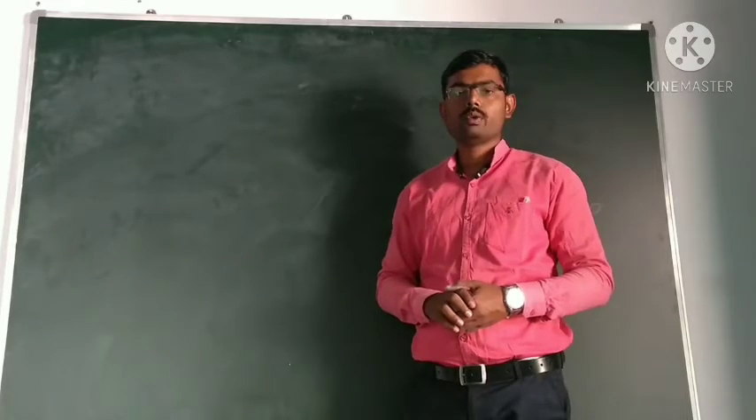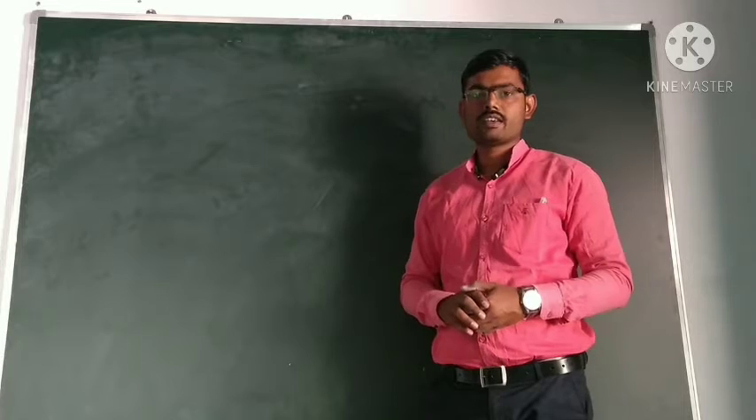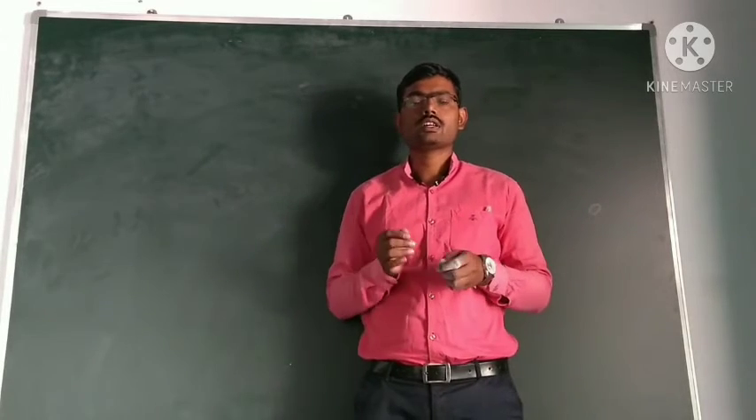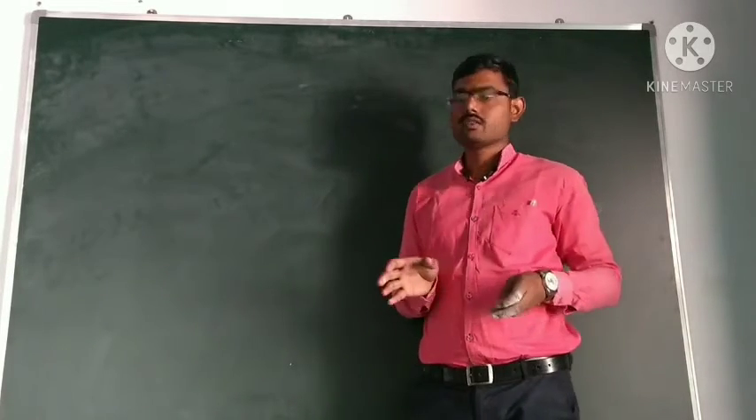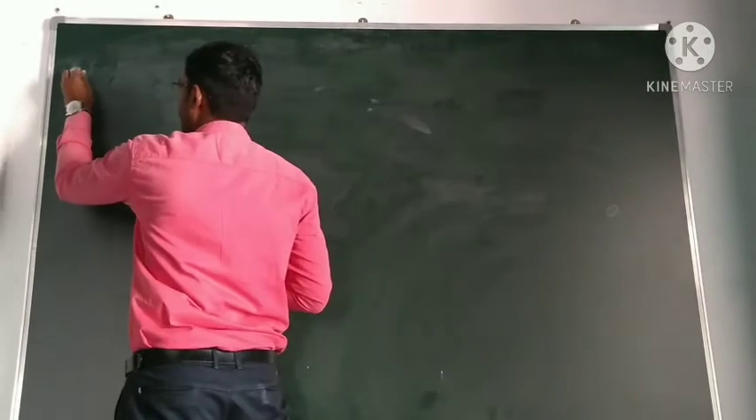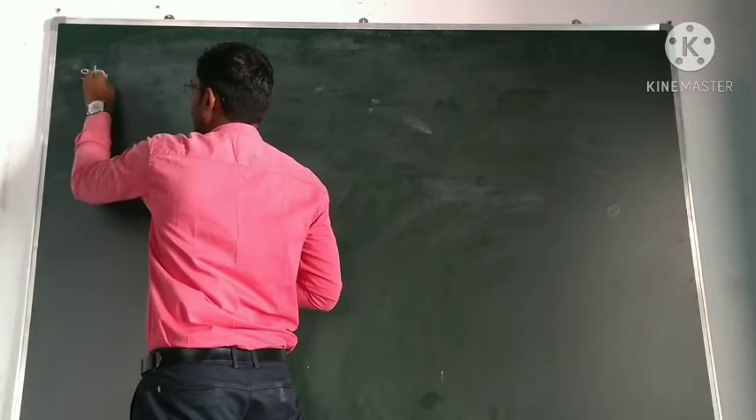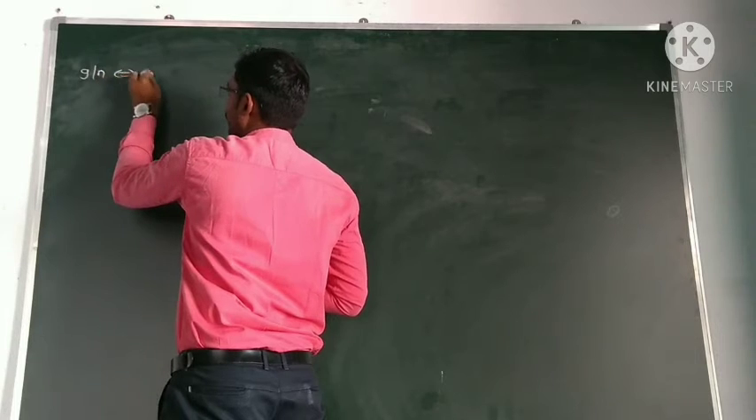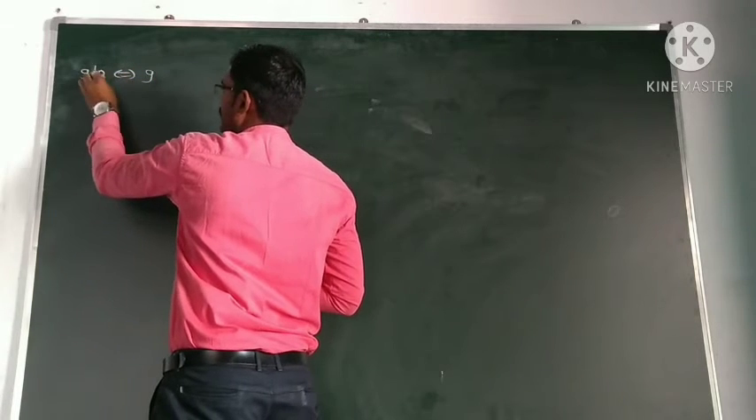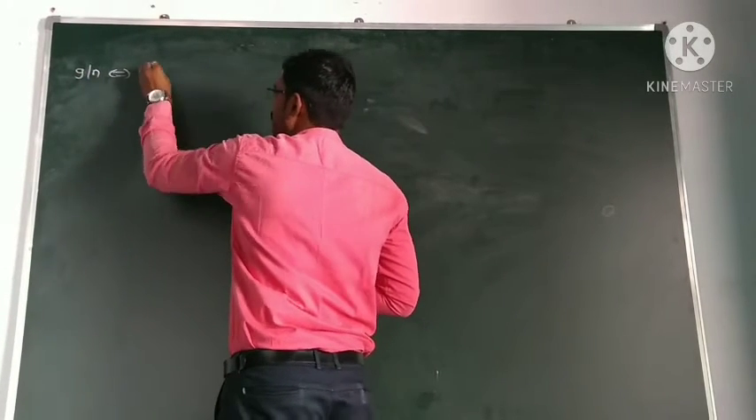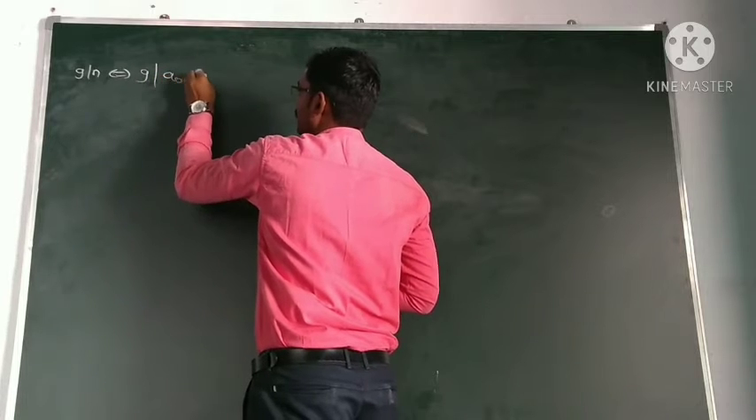You will see divisibility by 9, and it is very much similar to the divisibility by 3. So a number is divisible by 9 if and only if 9 divides the sum of the digits.